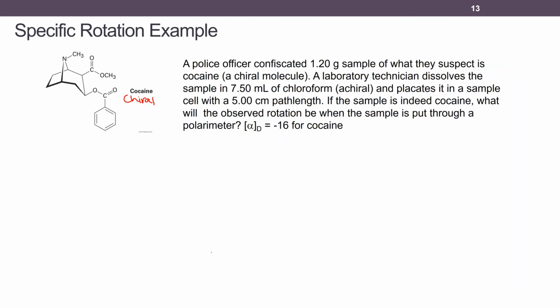What will be the observed rotation when the sample is put through a polarimeter? I don't know if I've said that word yet. Polarimeter is the name of the instrument that we use. Now here's the specific rotation of cocaine. So we already know specific rotation times concentration times the path length is going to give us an observed rotation. So you might write observed there just to remind yourself what that means. And that's what we want to know. We want to know if this is in fact cocaine. We can look up this number for cocaine. We can measure the concentration from the information given, and the path length. What would we expect that observed rotation to be?